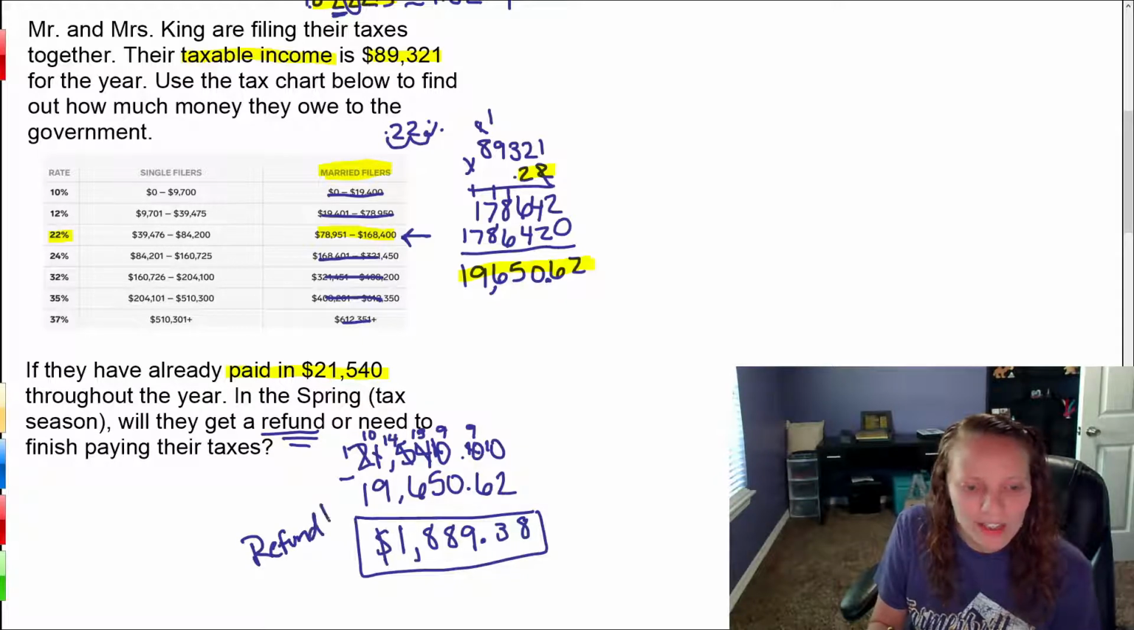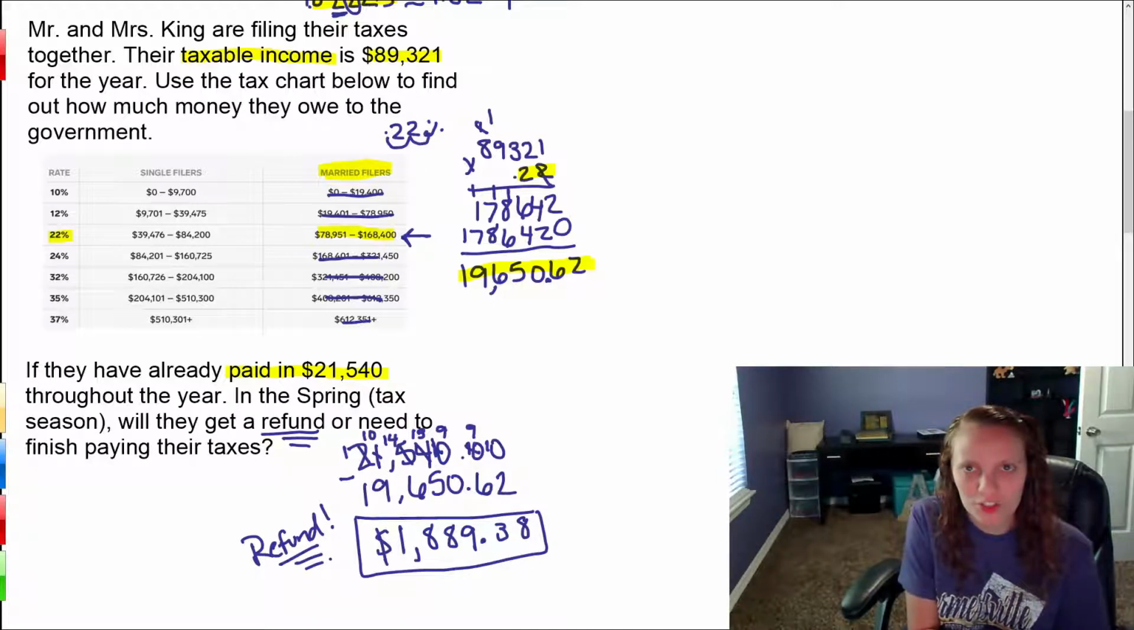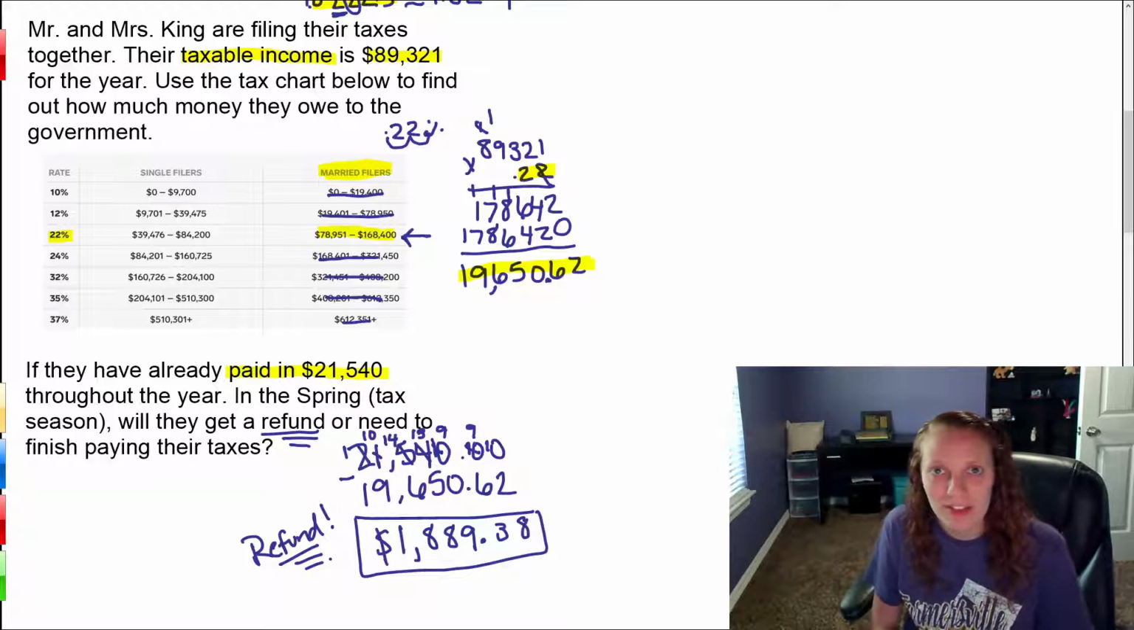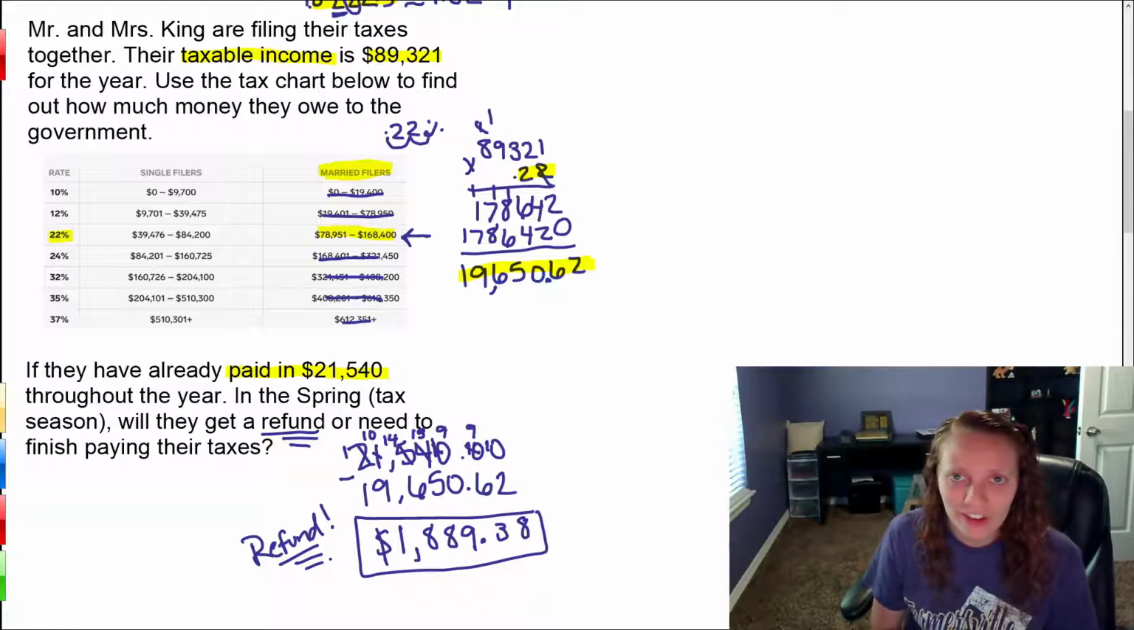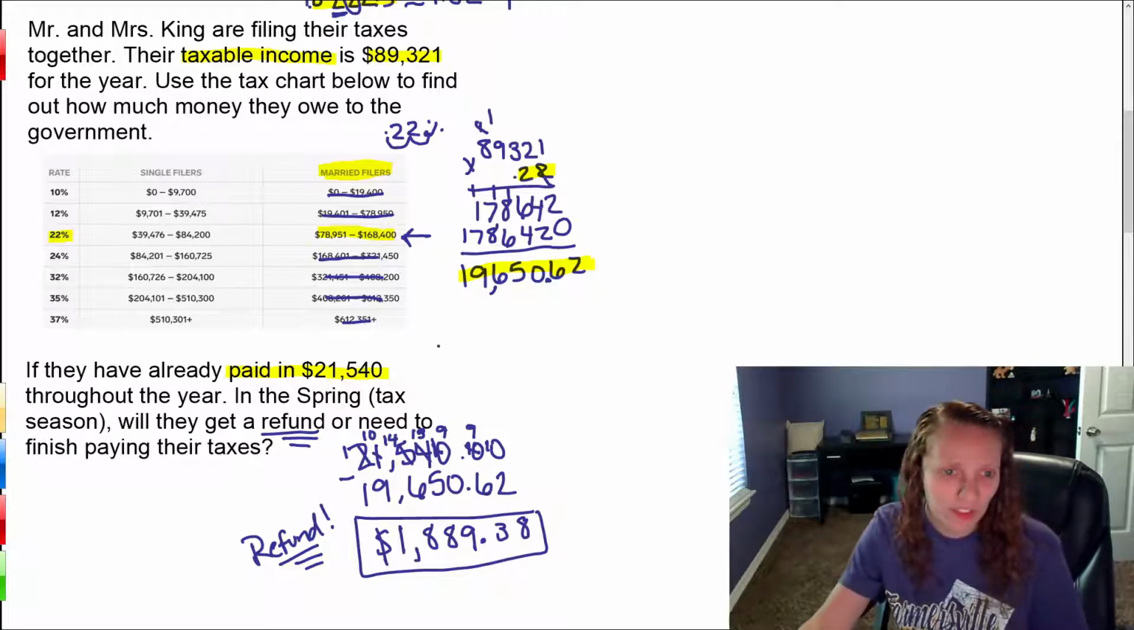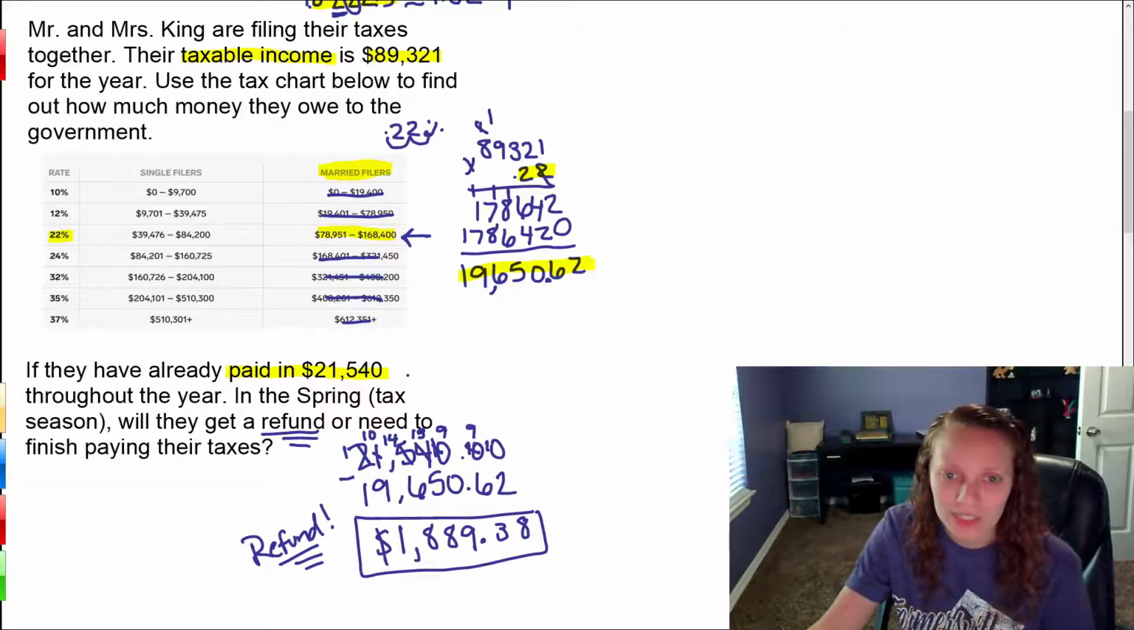Some people like to get refunds. That just kind of gives them some extra money all at once to maybe buy some furniture or put it towards a vacation. Some people like to not get a refund and only pay just a little bit in the springtime. It's completely up to individual circumstances.